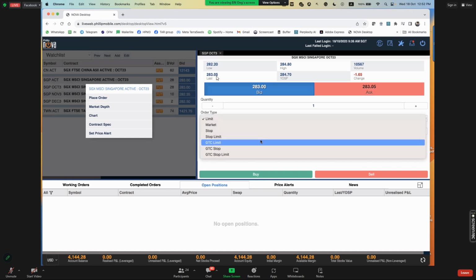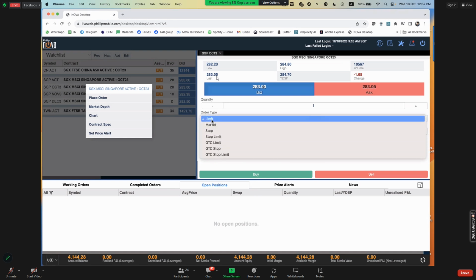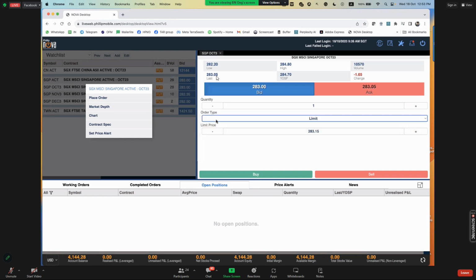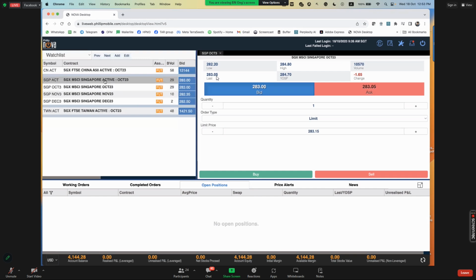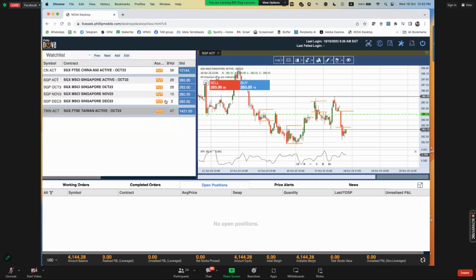Okay, all right. Now the next one is limit order. Limit order means that it's like queuing for a trade. You queue for a trade, so it's limit order. It's like currently the price. Let me just get the chart. Currently the price is right now at 283.